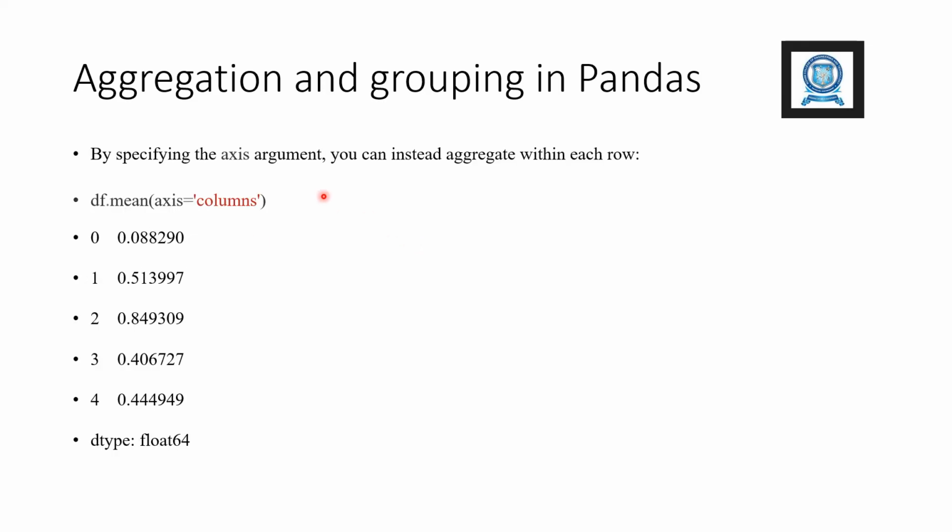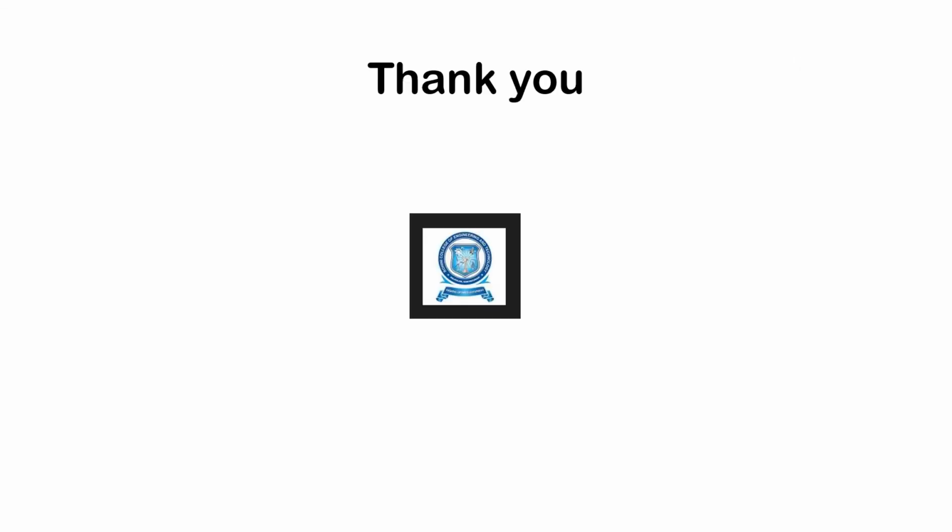By specifying the axis argument, you can instead aggregate within each row. So if we want to specify the axis, we have to write within parentheses mean(axis='columns'). It will aggregate within each row and produce the result like this with its index values. Thank you.